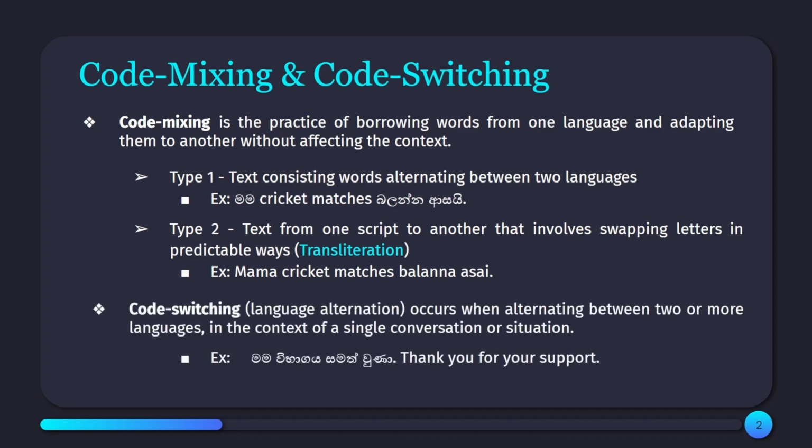Code switching, also known as language alternation, occurs when individuals switch between two or more languages within a single conversation or situation. Here in the example, the two sentences alternate between Sinhala and English.